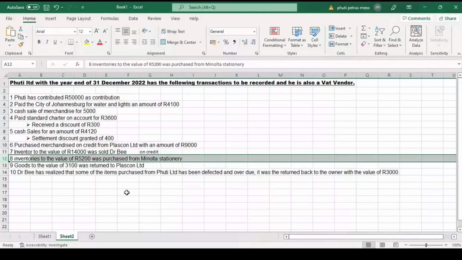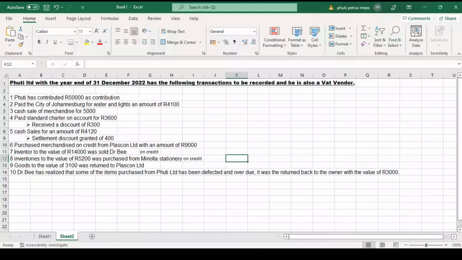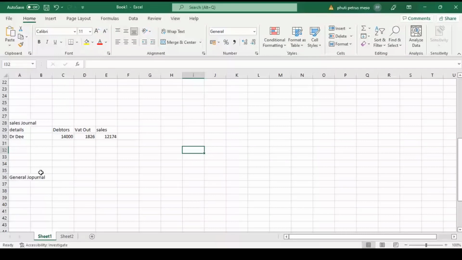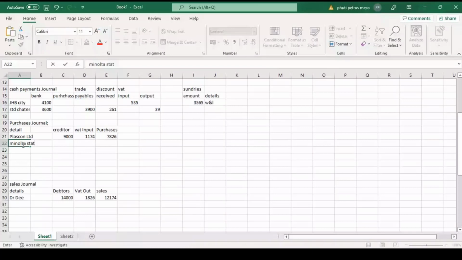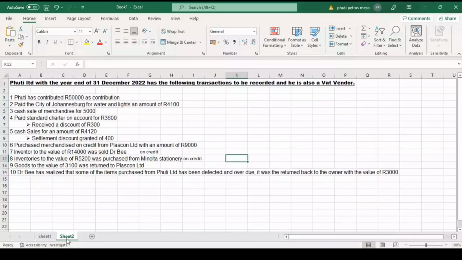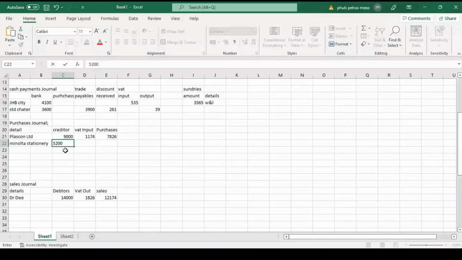Let's have a look at transaction number 8. It says inventory to the value of 5,000 rand was purchased from Minolta Stationery. Okay, I think here it was supposed to say on credit. Then you would say under the purchases journal, Minolta Stationery. You come here, Minolta Stationery. How much is the amount? 5,200 rand. Then you're going to look at the VAT in the 5,200 rand.